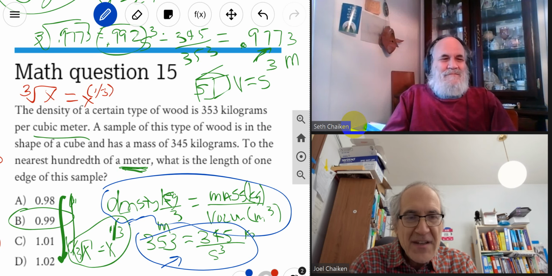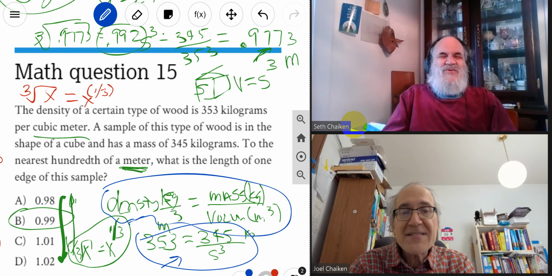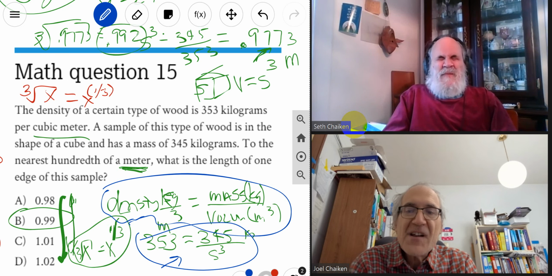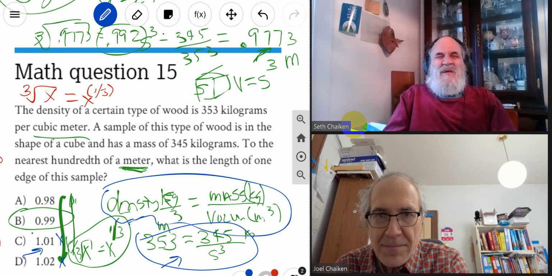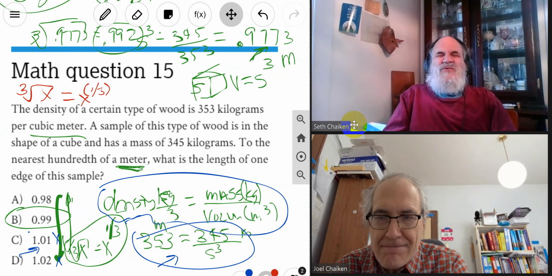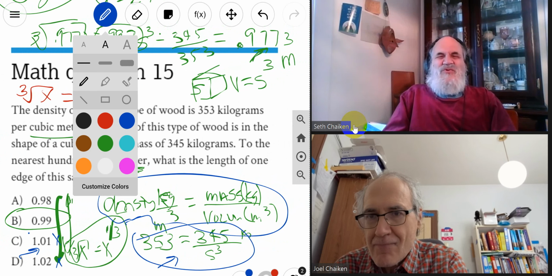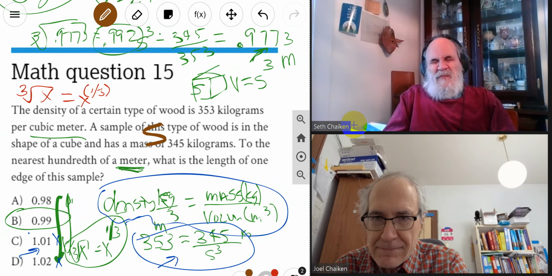So, Seth, you're offering an alternate approach, which was to try all three numbers? Yeah. Oh, actually, try only two numbers. Right, because when a number's greater than 1, you know that it can't be these. So one of the numbers is less than 1. So what you do is, the choices are all very close to 1, right?